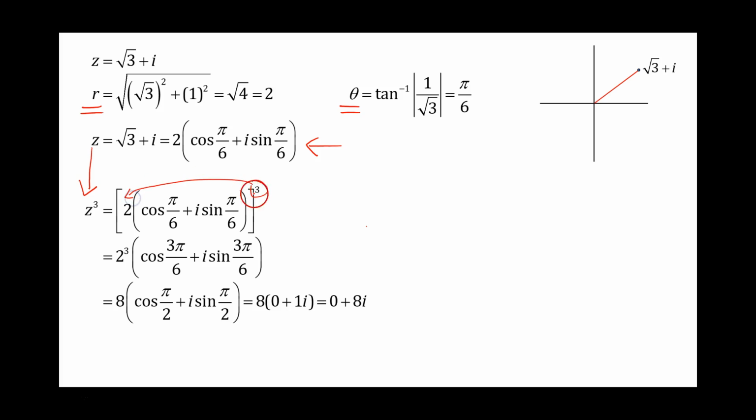on the 2 and I multiply the angles by 3, leaving 2 cubed times the cos of 3 pi over 6, which obviously goes down to cos of pi over 2 plus i sine pi over 2, and then using your calculator to work out those in rectangular form and not forgetting to multiply by your 8.